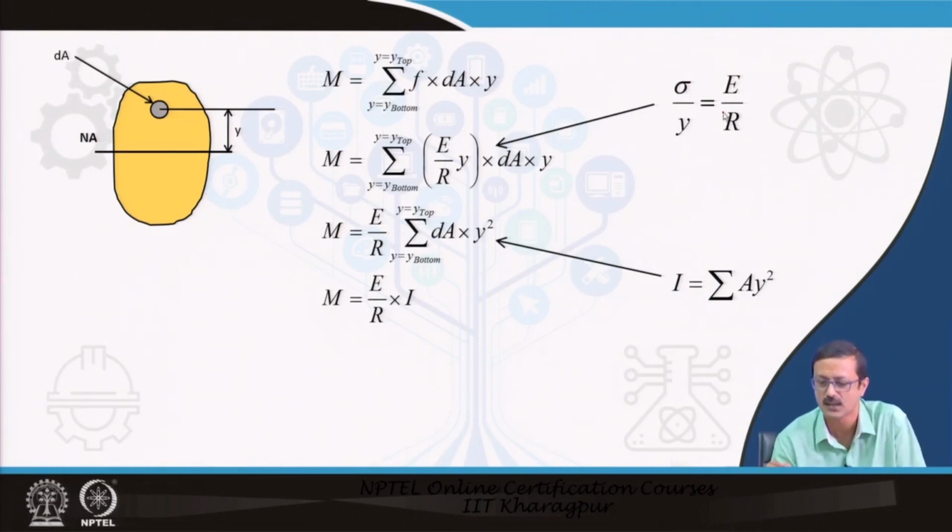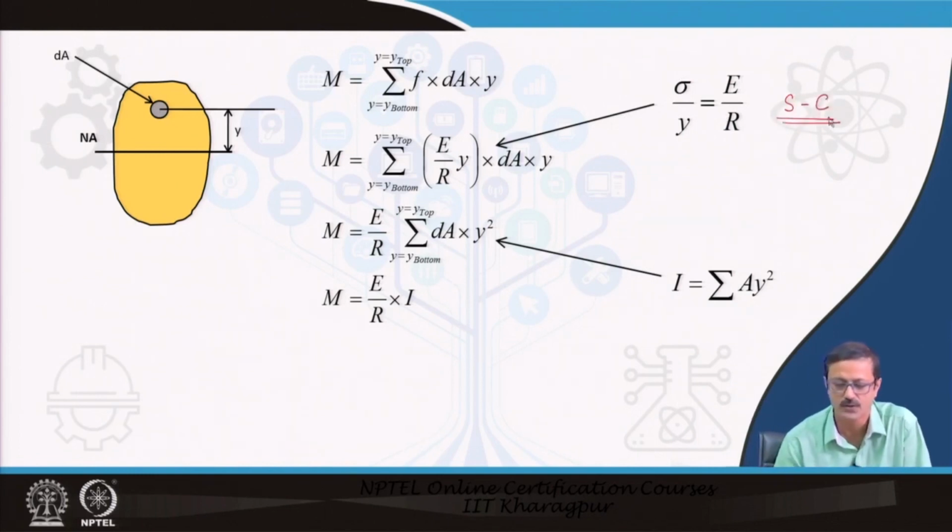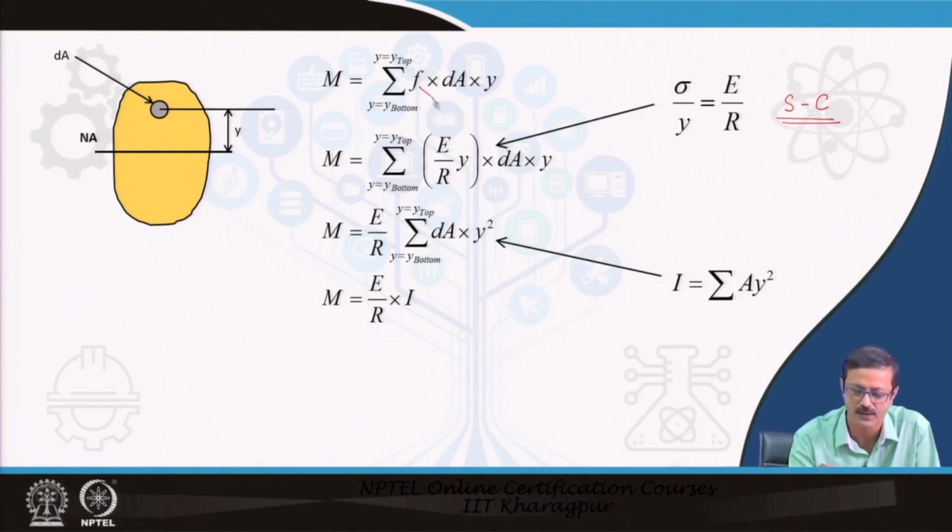Please remember, this is your stress curvature relationship. So, from there this is the F. So, the E by R into y, I replace the value of F, or stress, like this, and so this E by R goes out. So, the y remains, and this is dA into y square.